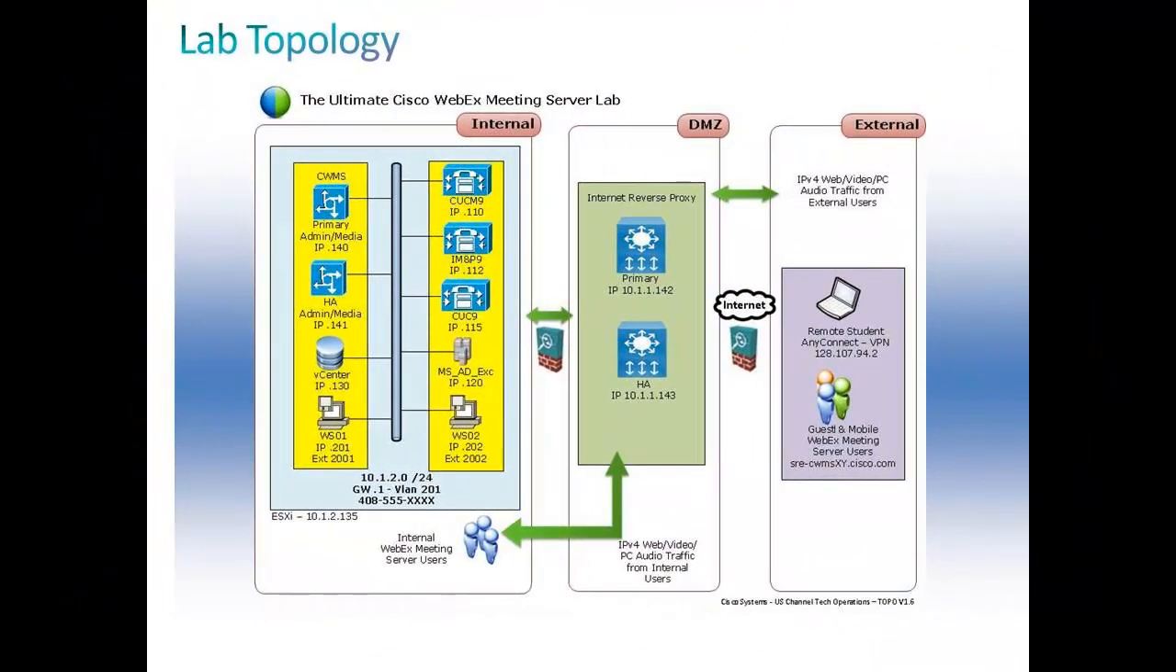This lab topology represents the system configuration for this lab. Notice the topology is broken up into three sections: internal, DMZ, and external. The Cisco Unified Communications Manager, Presence Server, Unity Connect, and Active Directory are all completely installed and configured before this video was recorded. This video will demonstrate how to deploy and configure 2 Cisco WebEx Meeting Server administration virtual machines and 2 Internet Reverse Proxy virtual machines from one OVA file. This video will also demonstrate the minimum post-deployment configuration to have the Cisco WebEx Meeting Server system operational.